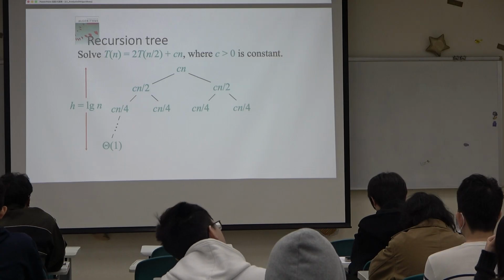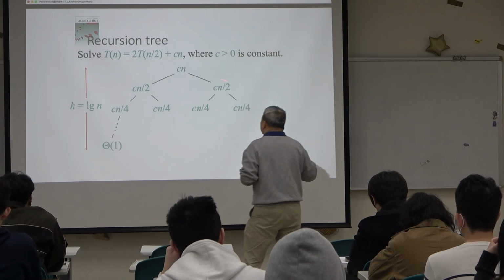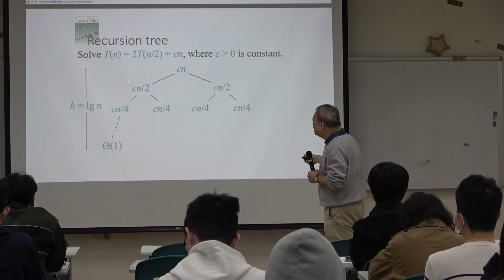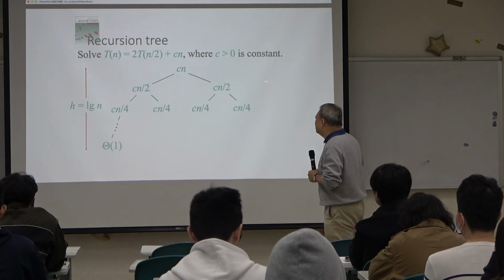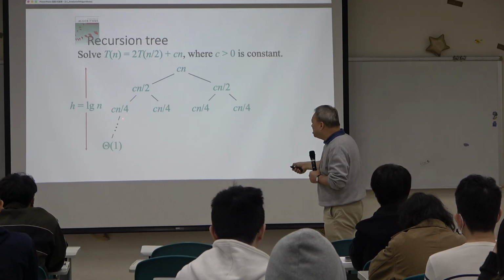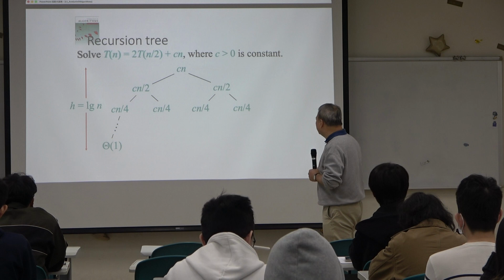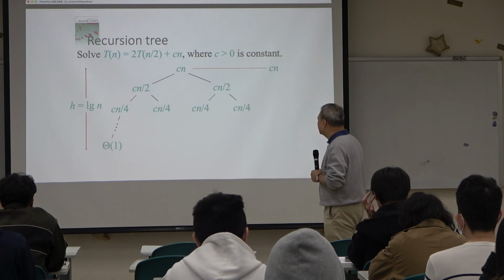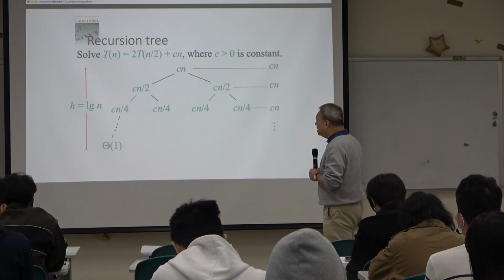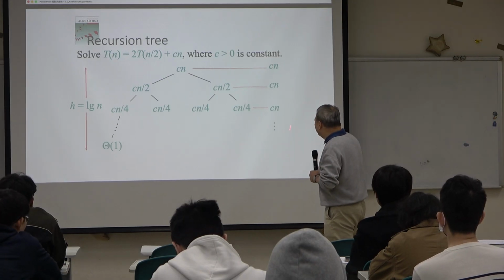And if you look at each level, the first level gives you cn. The second level, cn/2 plus cn/2, is cn as well, right? The third level, cn/4, you have 4 of them, add up to be cn, right? And you will soon find out each level gives you a cn. So you have this many levels, and each one will give you a cn.